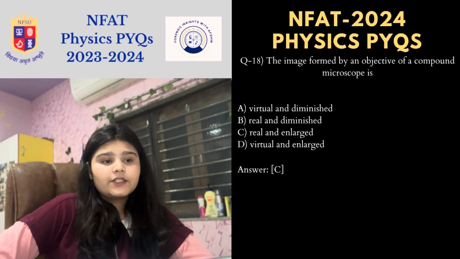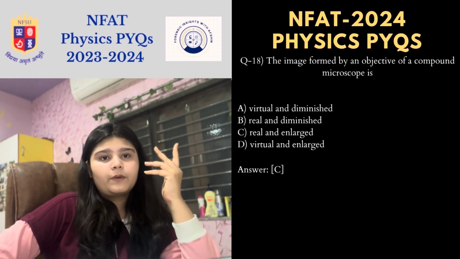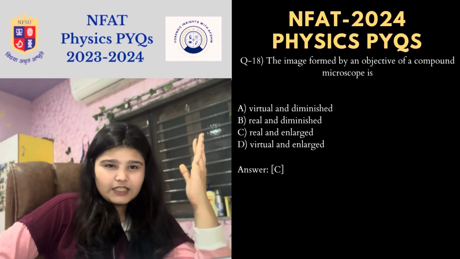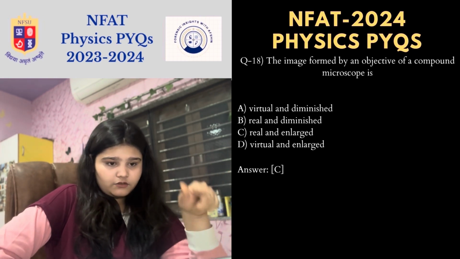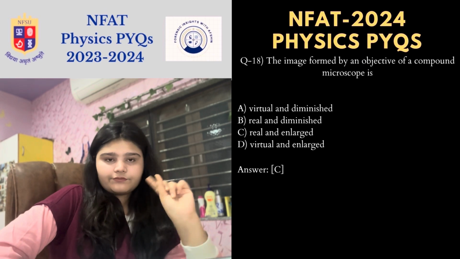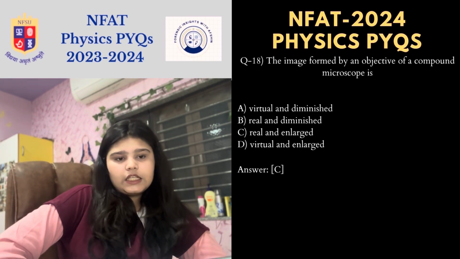Next, the image formed by an objective of compound microscope. Again, इतना easy question. Real and enlarged. Option किधर है? C. So option C is the correct option.